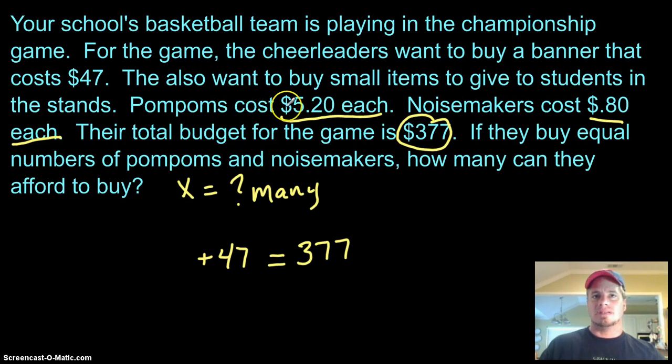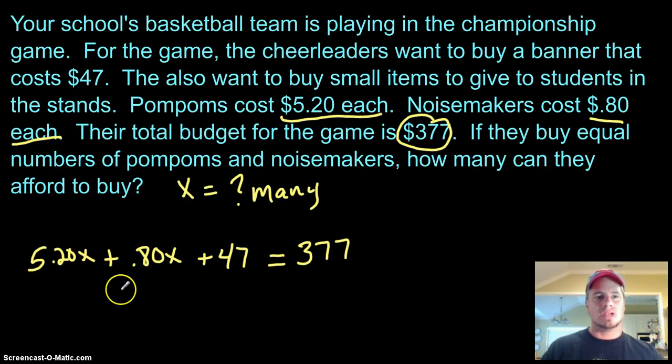Okay, so if I've got $5.20 per pom-pom, I need to know how many I'm getting. Well, I don't, so I've got x. So this is a rate. It's going to be multiplied by x. 5.20x. Okay, that's going to be added to, well, how much are the noisemakers? 80 cents. And that's also going to be multiplied by x because we're getting the same amount of each. So that's going to be plus 0.8x. Again, when you see each, that's telling you it's a rate. Rates are multiplied by something.